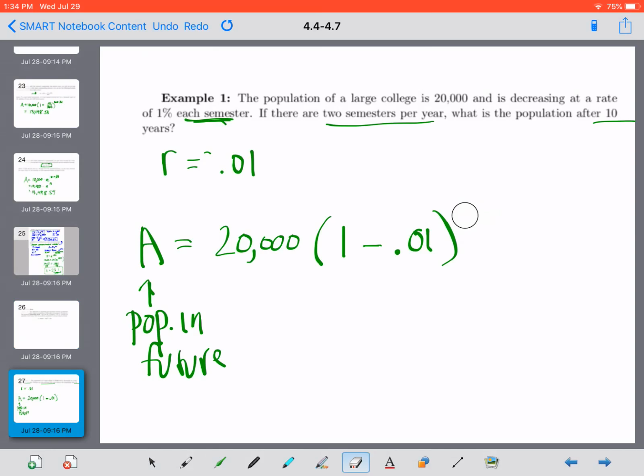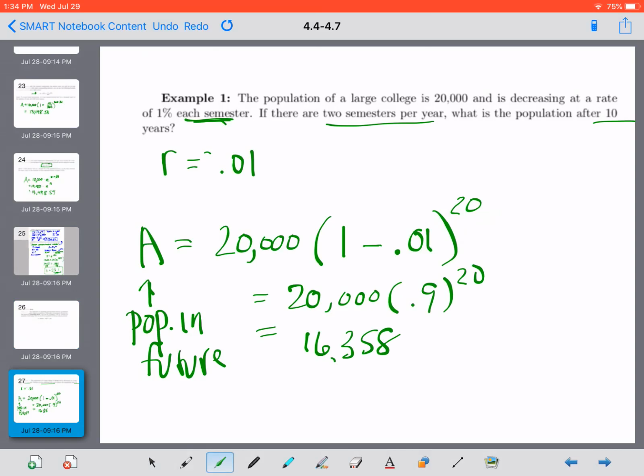So our exponent here is actually going to be 20, because we've decreased the population twice a year for 10 years. And again, this is something I'm going to have to compute with the calculator, but it'll be 20,000 times 0.99 to the 20th power. Plugging that in is going to give me 16,358. So 16,358 people after 10 years.